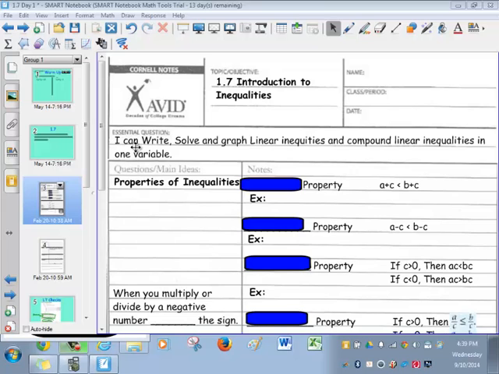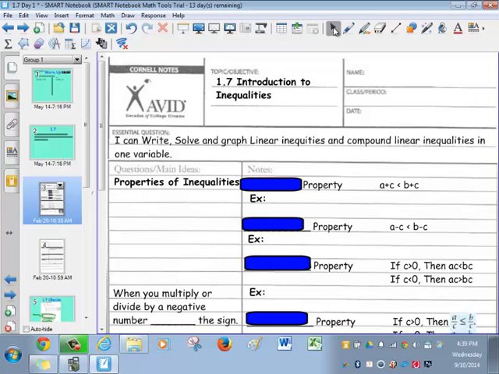This next section, 1.7, we are going to start talking about something called inequalities. By the end of this lesson, I want you to be able to write, solve, and graph linear inequalities and compound linear inequalities in one variable. So just think like x's only or y's only, okay? Let's just start off with some properties.